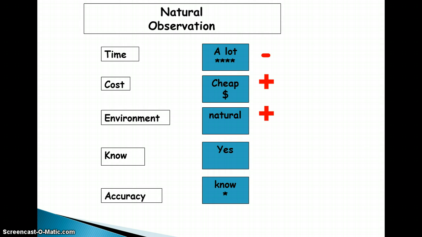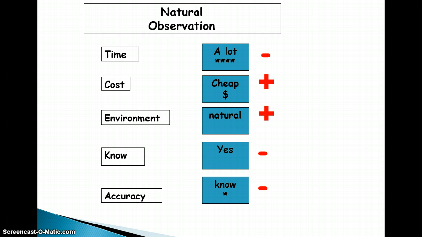Being in the natural environment clearly makes people behave more natural, more normal, instead of putting them in a lab and experimenting on them. They're in their natural environment, so that's a good thing. The fact that they know they're being studied, as I mentioned earlier in my example, is a disadvantage because most people then change their behavior, either for better or for worse. And accuracy, that is a disadvantage. It's not very accurate for a couple of reasons.